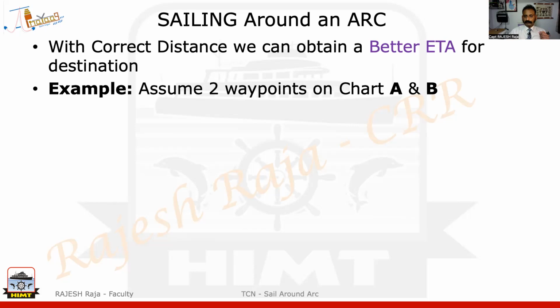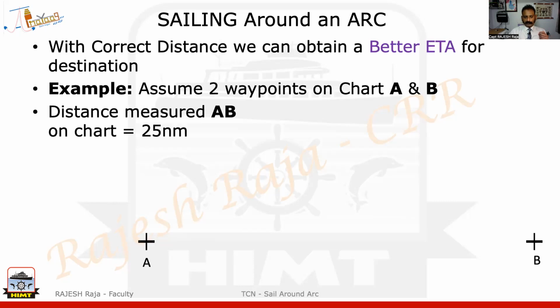So I'm going to take an example. Let us assume that I had two waypoints on my chart, let us say Alpha and Bravo. When I joined them as a rhumb line or a straight line, I found out the distance was around 25 nautical miles. This is a hypothetical example.